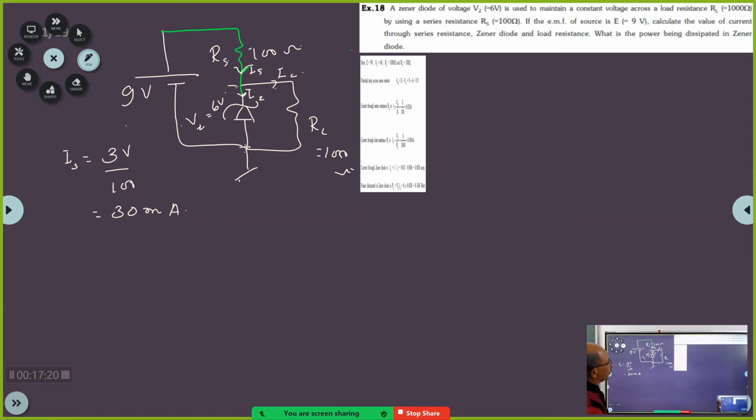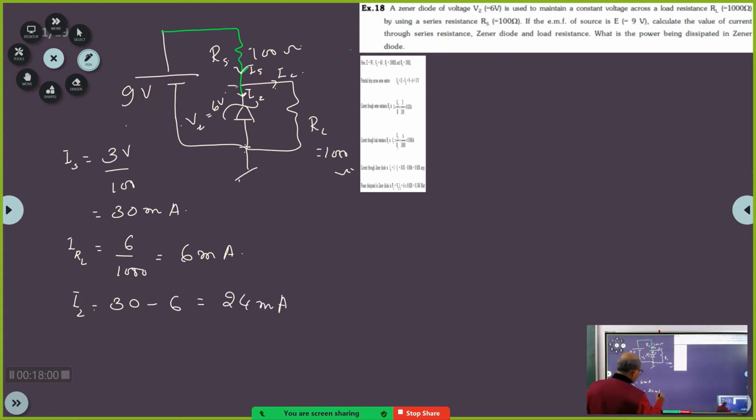Then what have they asked here? Calculate the Zener current. What is the current through the Zener? Now 30 milliamperes is there. First you calculate the current through RL. This will be 6 volts divided by 1000, which is 6 milliamperes. Then the current through the Zener will be 30 minus 6, that will be 24 milliamperes.